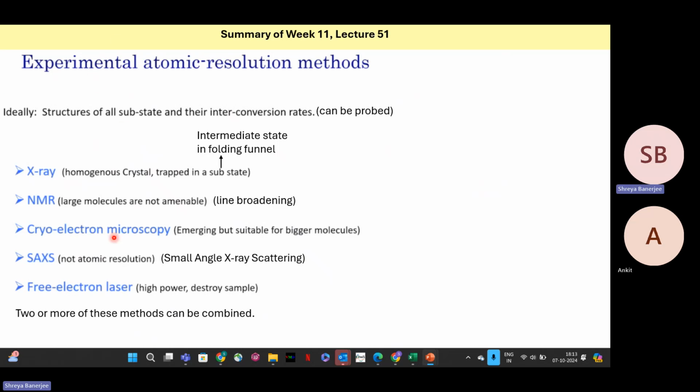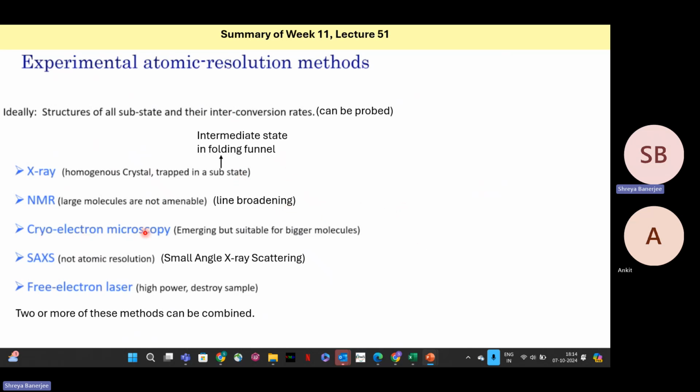So again, there are several methods other than NMR which can be used to study a molecule at atomic resolution. These can include X-rays, but the problem with X-ray is that you need a crystal. So you're trapping the protein in a particular state. You are not allowing the protein to be dynamic or to move around in different conformations. NMR is a good technique, but the disadvantage of NMR is that it is not very good for very large molecules. Then the lines merge and broaden so much that it is not able to be resolved.